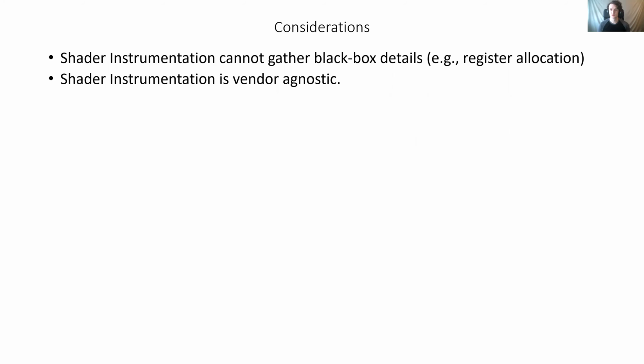There are some considerations. Despite being able to answer all these interesting questions, there are some questions we can't answer. In particular, shader instrumentation cannot gather all black box details. We showed an example of somewhere we can, but for others like register allocation, which is very architecture specific, we can't really do it, and you would have to add some sort of instrumentation in your black box compiler to study this. However, the benefit of shader instrumentation is that it's vendor agnostic, so we aren't bound to a single GPU vendor for our studies.